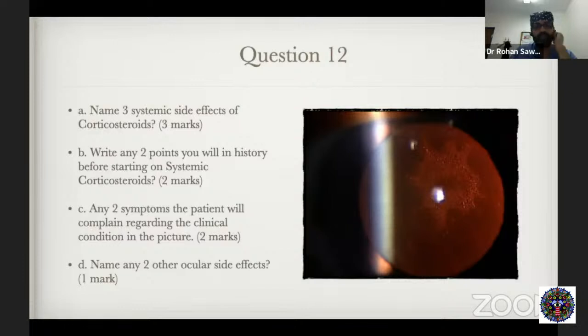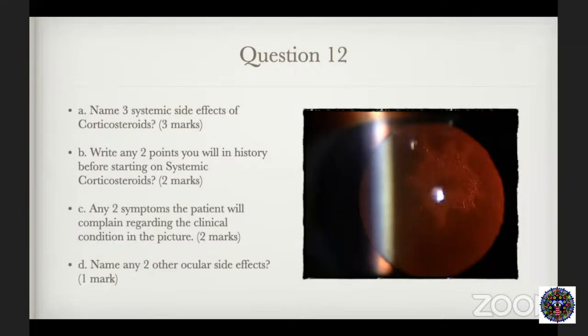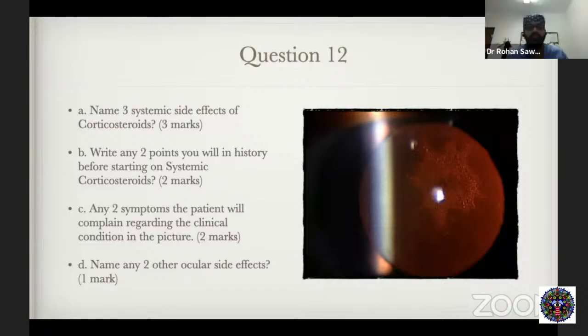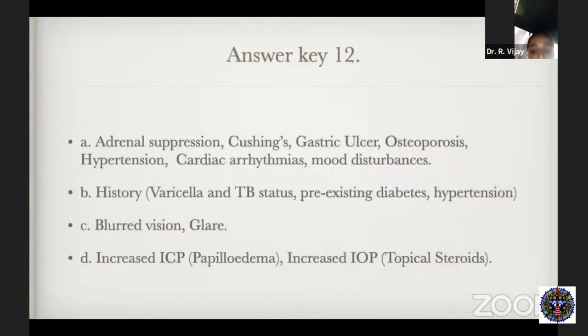Any 2 symptoms that the patient will complain of regarding this picture in particular. What are the 2 main symptoms that the patient will present with? Glare. Blurry vision. Glare is a better word than photophobia. Excellent. Name any 2 other ocular side effects. Glaucoma and cataract. Topical steroids will cause increased intraocular pressure. Long-term steroids are known to cause increased intracranial pressure, which might be associated with papilledema, if you want to stretch it further. Yes, sir. So that's the key.